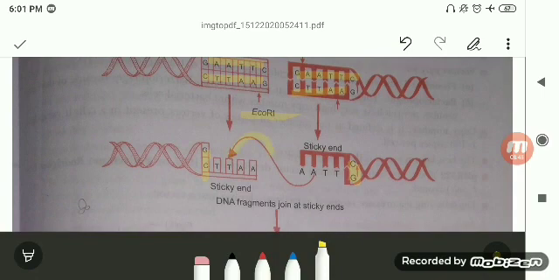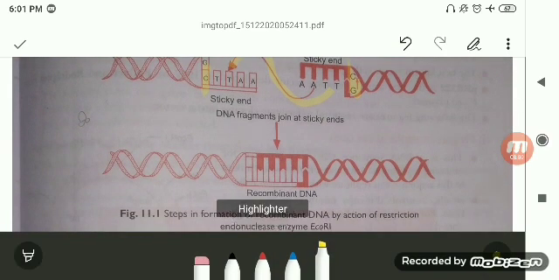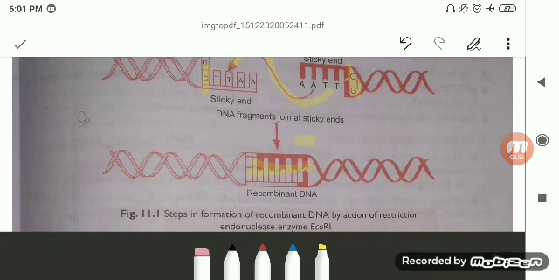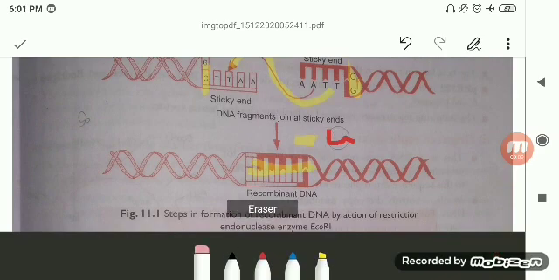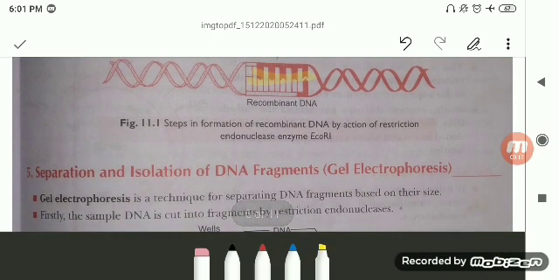So the sticky ends are there, and the fragments are joined at the sticky ends with the help of the enzyme that is known as ligase. The enzyme which forms the recombinant DNA by joining the DNA fragments at the sticky ends is known as enzyme ligase. So that is the name of the enzyme, ligase, which helps in making the recombinant DNA. So this is the mechanism. So these are the steps in the formation of recombinant DNA, the action of the restriction enzyme, known as EcoRI.